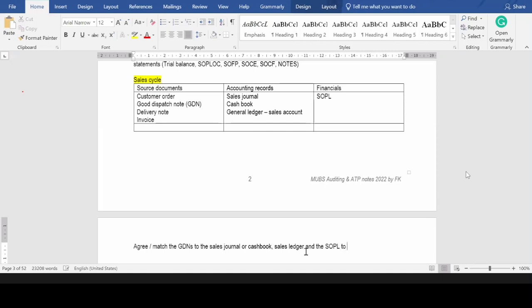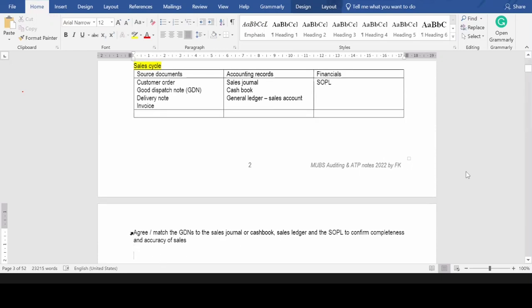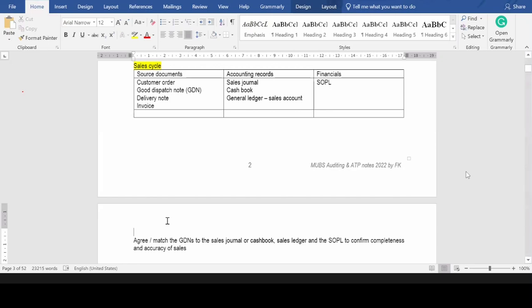To confirm, what are we confirming here from the assertions? If we do this, what are we confirming? Completeness. Completeness of sales, true. What else? Completeness and what? Occurring. And accuracy. Sales. So like that. Now this test is an inspection test, but it's called tracing.